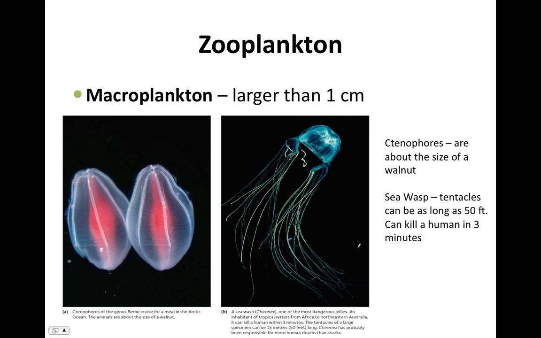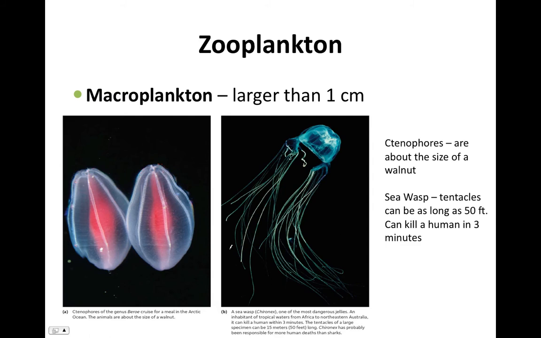Now there's four main groups of zooplankton as well. The first group are known as macroplankton. These are all plankton larger than 1 centimeter in size. So on the left we have these ctenophores, which are about the size of a walnut, and on the right we have a sea wasp, whose tentacles can be as long as 50 feet, and they're very poisonous and can kill a human in 3 minutes. So the sea wasp isn't very small.